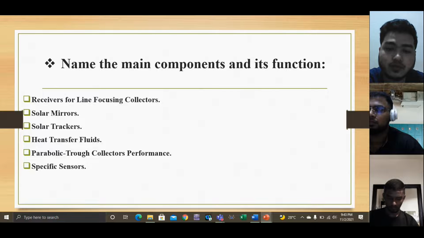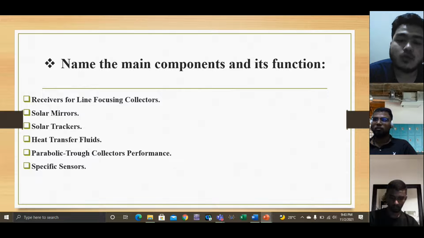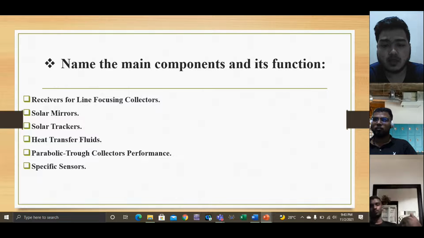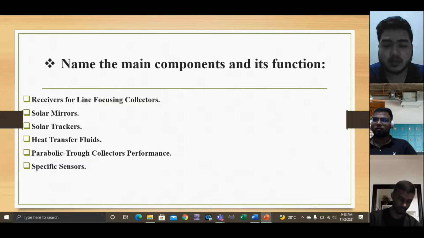So number two is solar mirrors. The main requirements for mirrors for concentrating solar systems are the reflecting properties, the geometry parameters, in particular surface shape, and the durability for decades of outdoor weather exposure. The specifications are applicable to all types of concentrating solar technology variants.